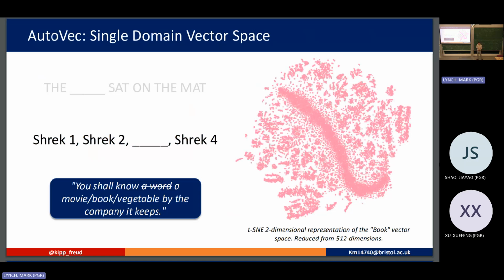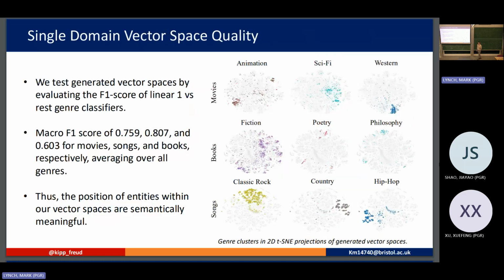Where the classical wisdom for positioning words in vector space was "you shall know a word by the company it keeps," now we have the new wisdom: you shall know a movie or a book or a vegetable or anything else by the company it keeps in our similarity lists, which we've generated. But how can we tell how good our vector spaces actually are?